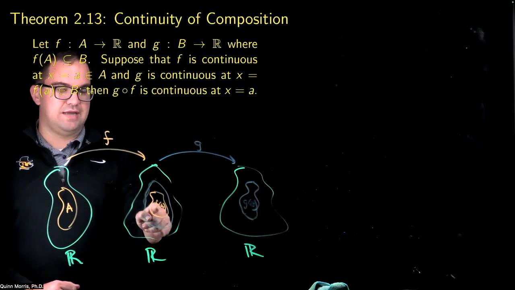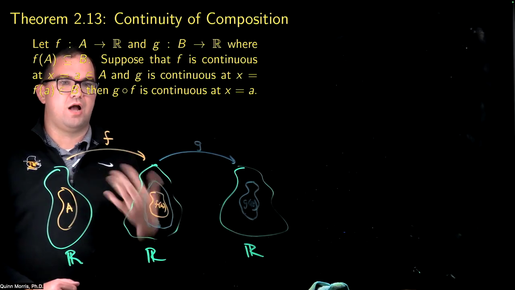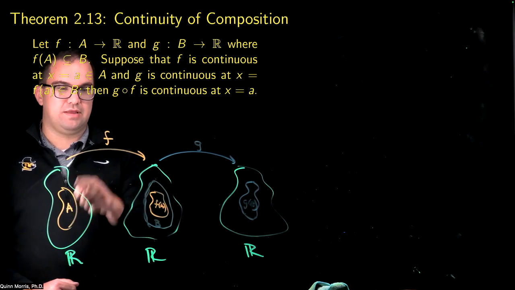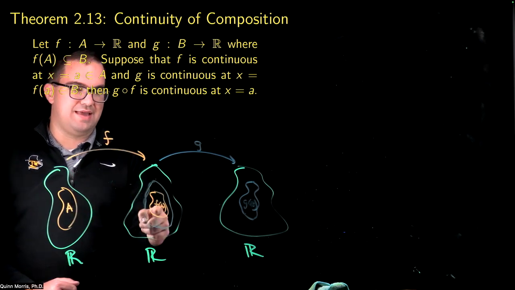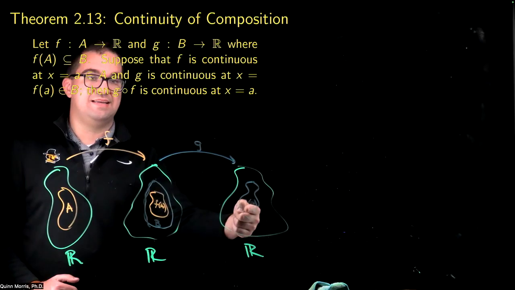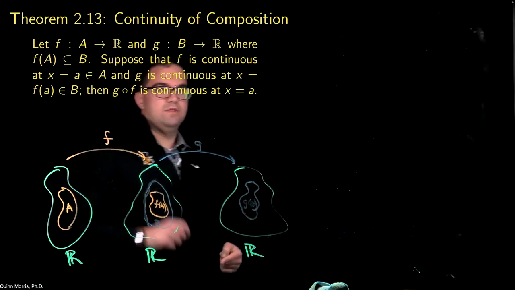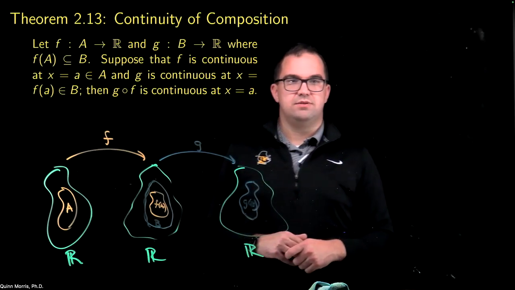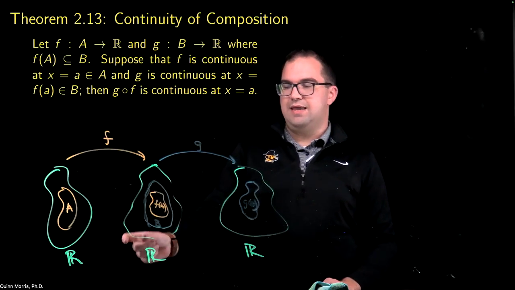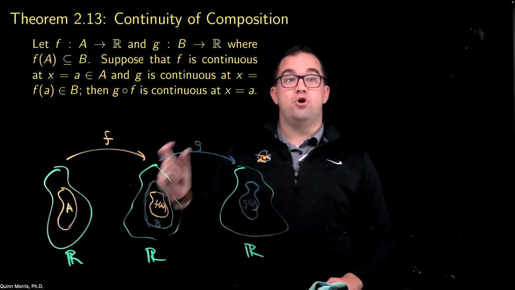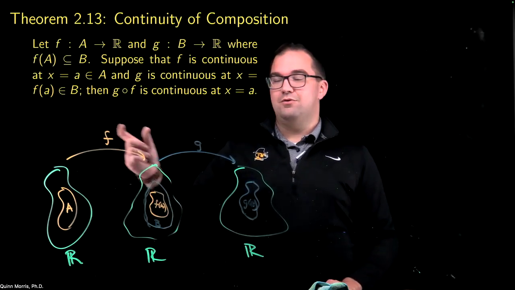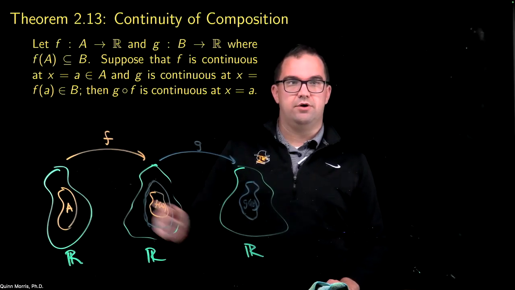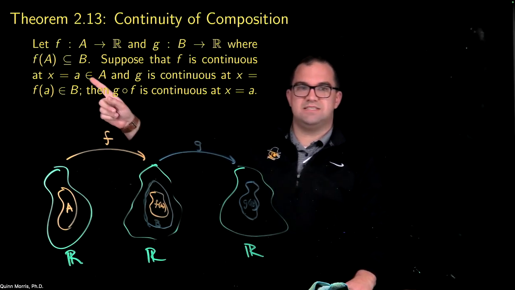And the only thing I need here is, because I'm going to talk about the composition, I want to make sure that for anything I can plug into f, the output is something that can be plugged into g. So this condition that f of A is a subset of B is really just making sure that the image of f is a subset of the domain of g, so that when I define the composition, the domain of the composition can be A also. Okay, so that's the setup here.